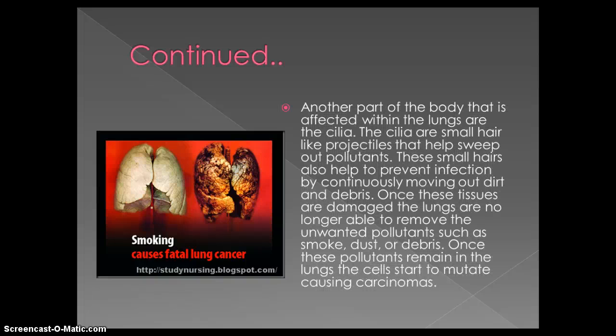Another part of the body that is affected within the lungs are the cilia. The cilia are the small hair-like projections that help sweep out pollutants. These small hairs also help prevent infection by continuously moving out dirt and debris. Once these tissues are damaged, the lungs are no longer able to remove the unwanted pollutants such as smoke, dust, or debris. Once these pollutants remain in the lungs, the cells start to mutate, causing carcinomas.